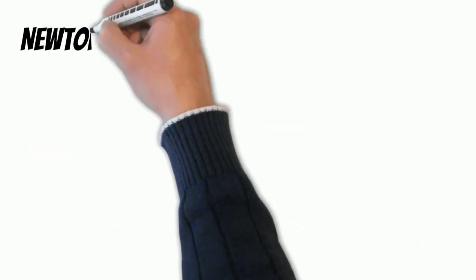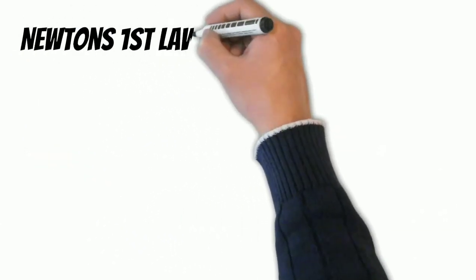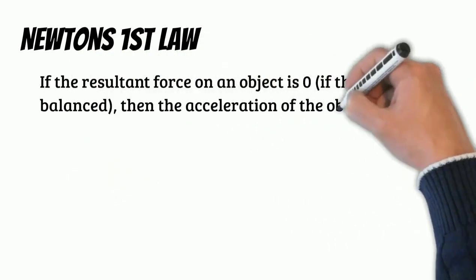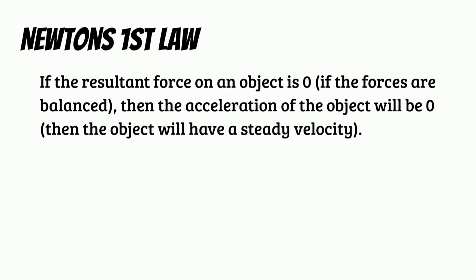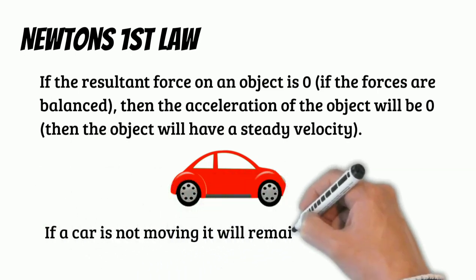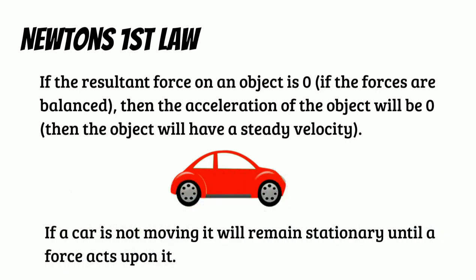Now let's talk about Newton's first law, which states that if the resultant force on an object is zero, so if the forces are balanced, then the acceleration of the object will be zero, and the object will have a steady velocity. So, as an example, if a car is not moving, it will remain stationary until a force acts upon it.